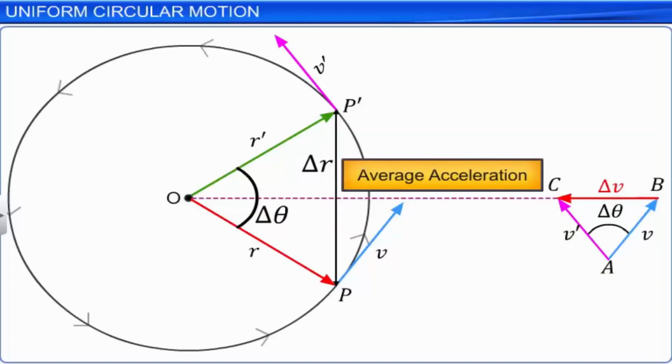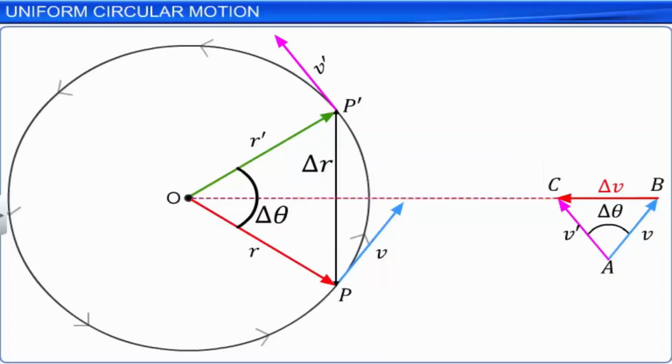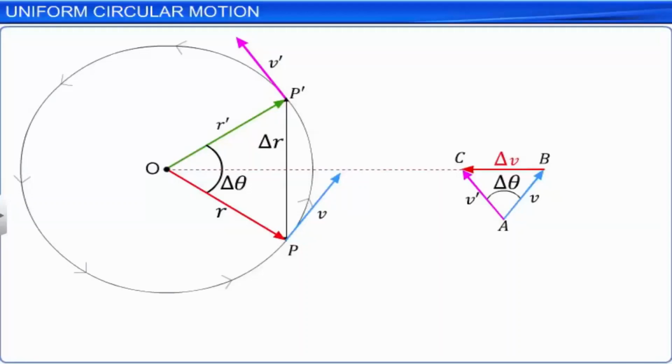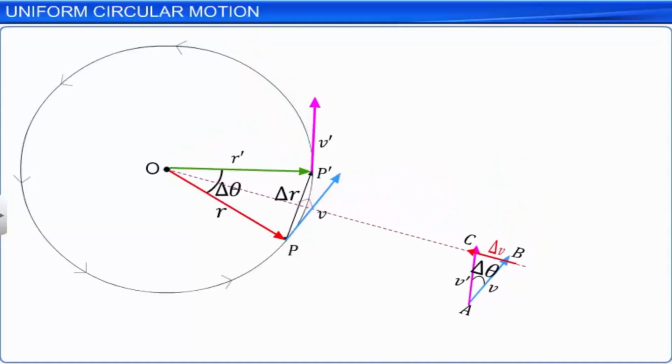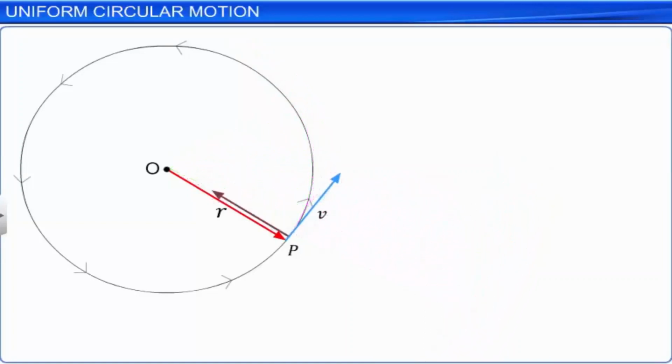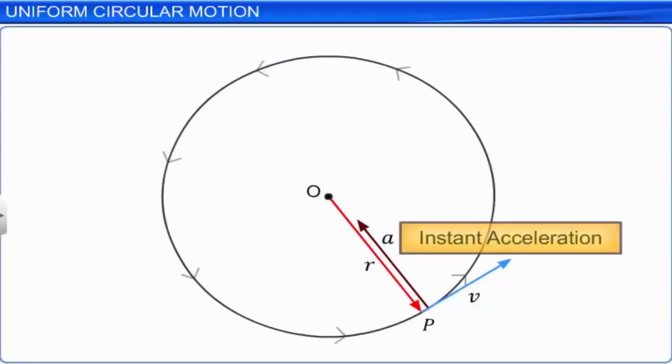We can verify all these by changing the position of the point P'. As delta t tends to 0, the angle delta theta also tends to 0, and hence the average acceleration becomes instant acceleration. Therefore, we can conclude that the acceleration of a body in uniform circular motion is always directed towards the center of the circle. Now let us find the magnitude of the acceleration.